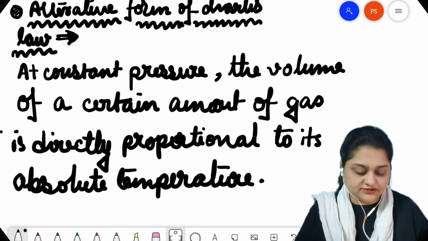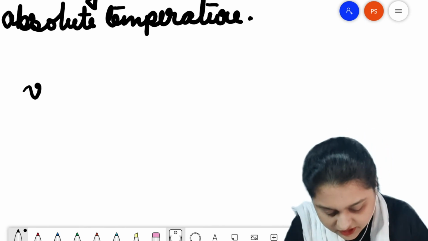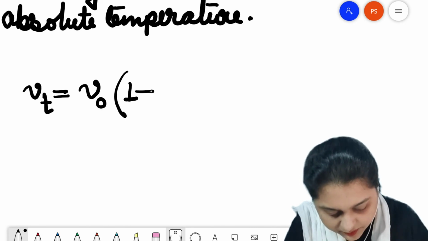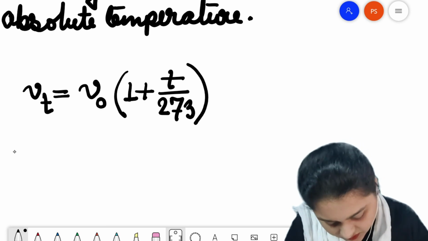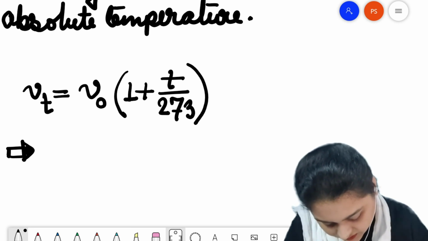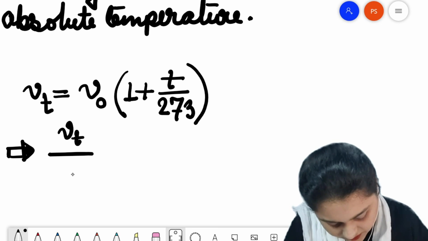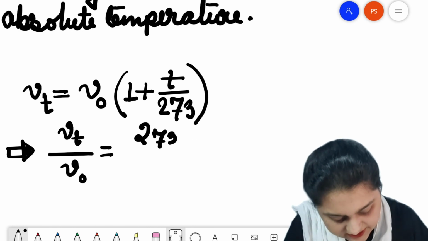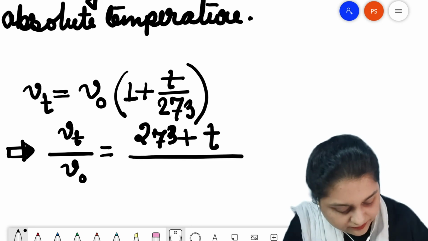The mathematical expression for Charles law is: when T degree Celsius temperature rises, the new volume Vt is found to be V naught into (1 plus T by 273), or Vt by V naught is equal to (273 plus T) divided by 273.